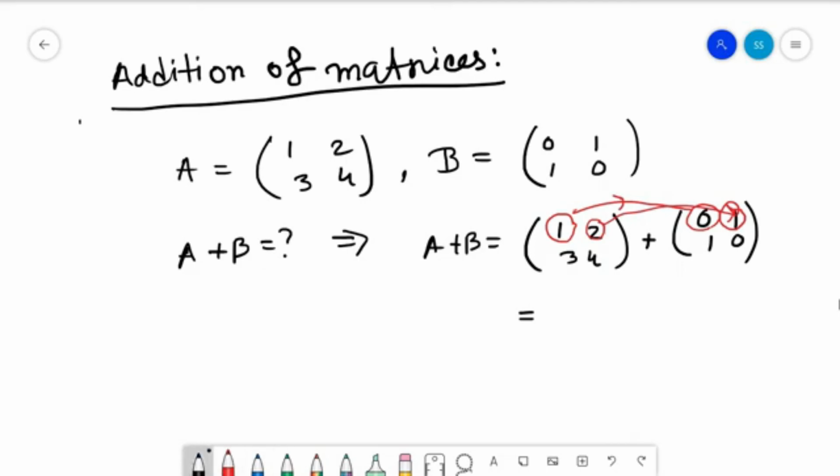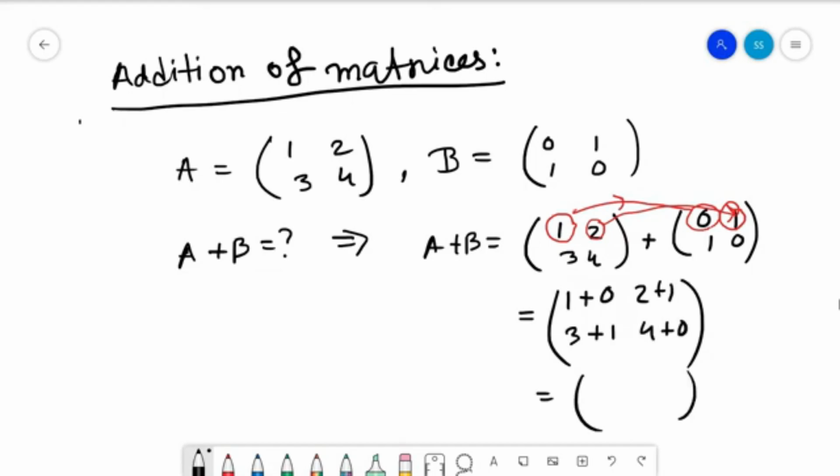So if I write it down explicitly, I'll have 1 plus 0, 2 plus 1, 3 plus 1 and 4 plus 0. And just add these numbers, and you get 1, 3, 4, 4. This is our result for the matrix addition.